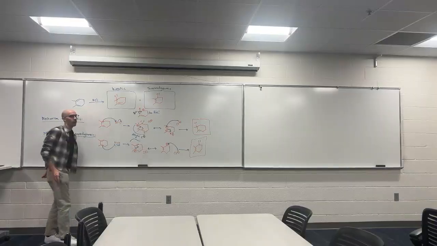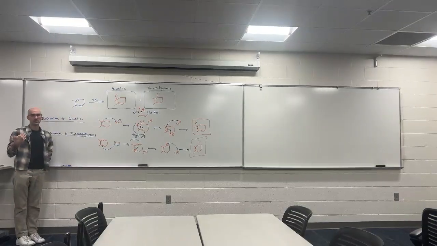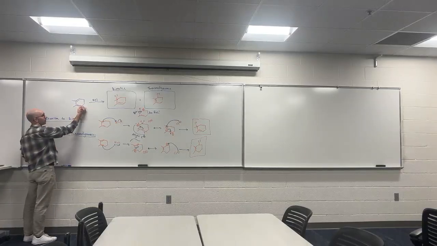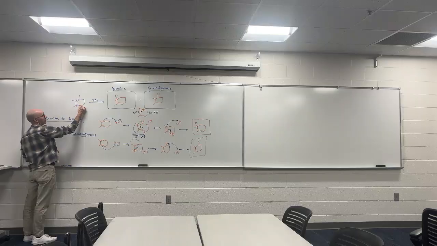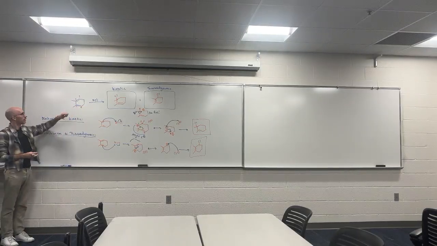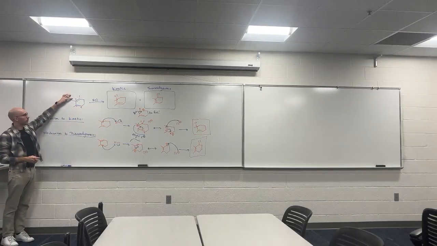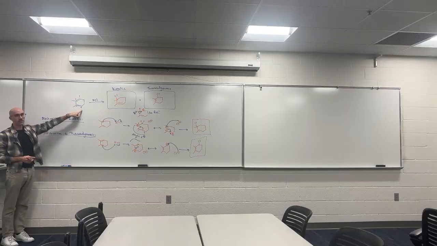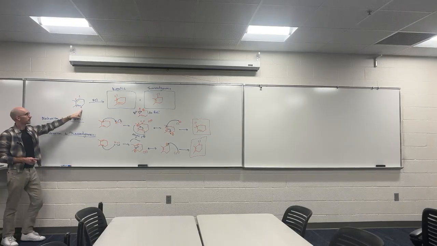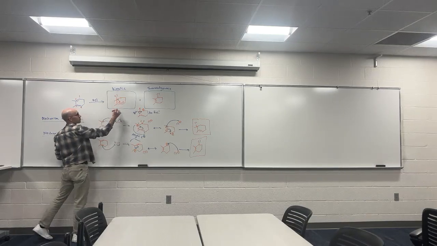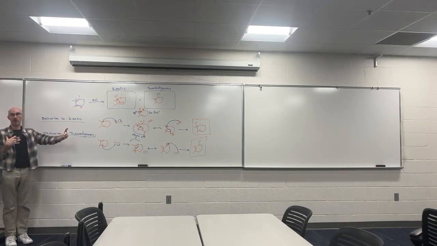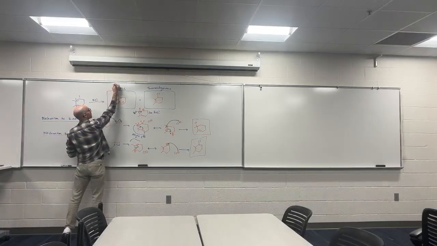To show 1,4 addition, meaning something has been added to position 1 and something has been added to position 4, let's number our conjugated diene like this. Positions 1 and 2 are conjugated with positions 3 and 4. You can see how those numbers in my kinetic product show that I have only added across positions 1 and 2.